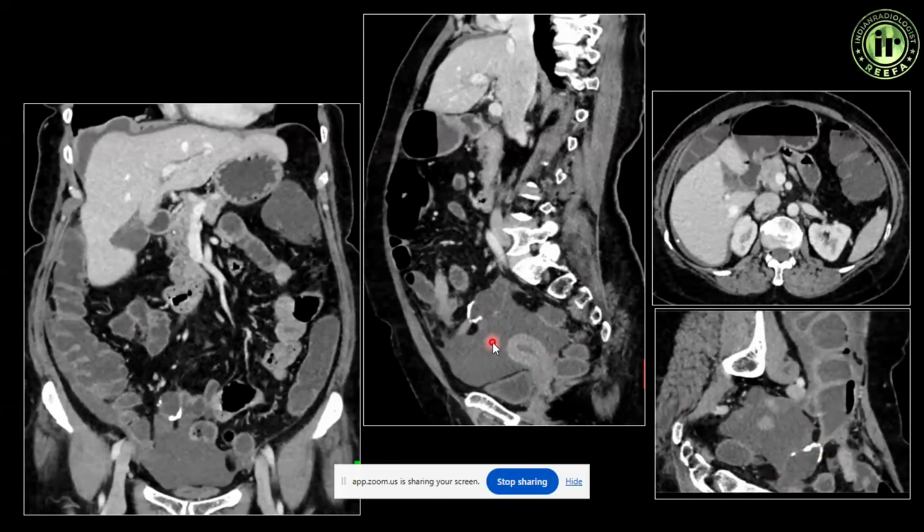So we said that this is likely to be a mucinous neoplasm of the appendix with mucinous deposits. And note that there is a calcification within that mucinous ascites in this region. Again, a pointer to a mucinous neoplasm or pseudomyxoma peritonei, and that's what it turned out to be.